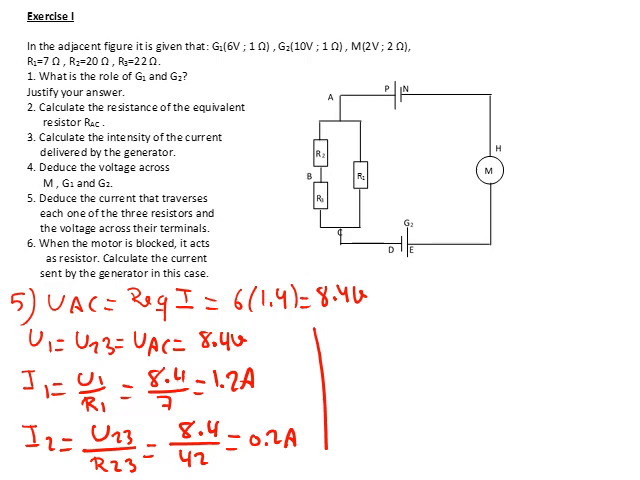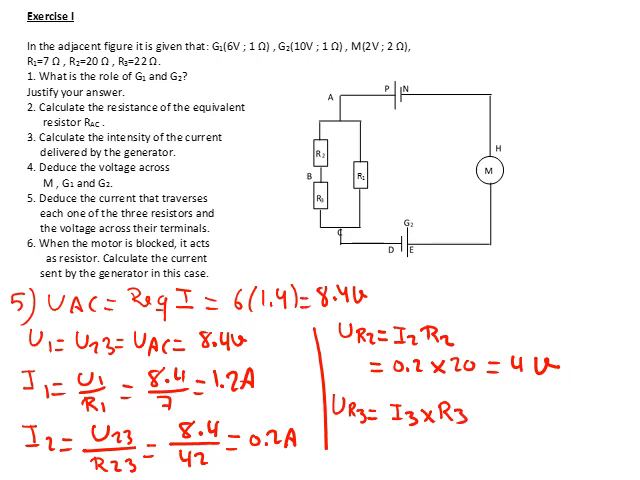Now U across R2 equals I2 R2, I2 is 0.2 times R2, which is 20, equal to 4 volt. U across R3 is equal to I3 R3, I3 is equal to 0.2 times R3, 22, equal to 4.4 volt.